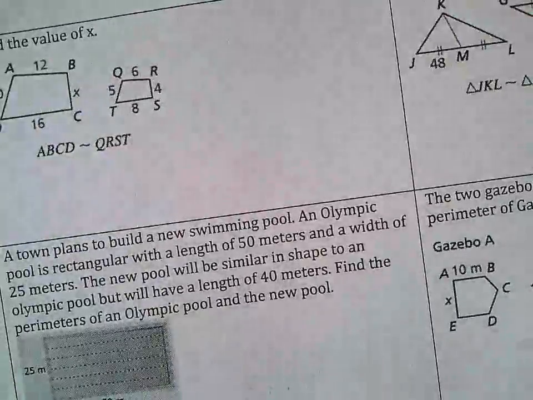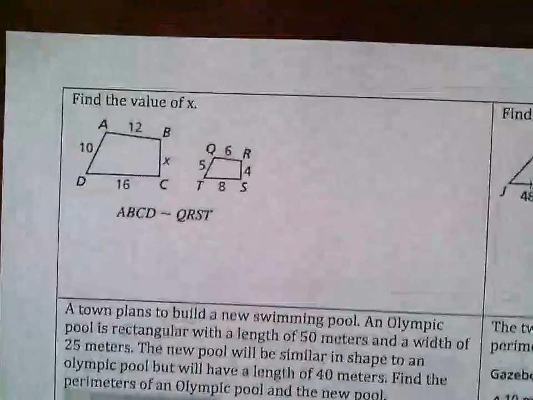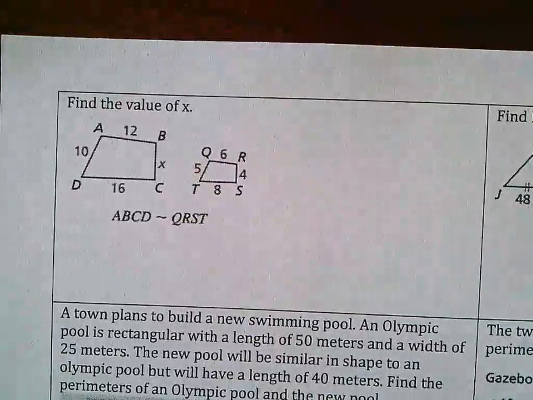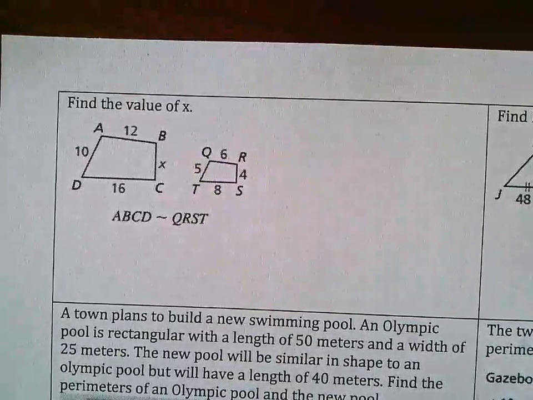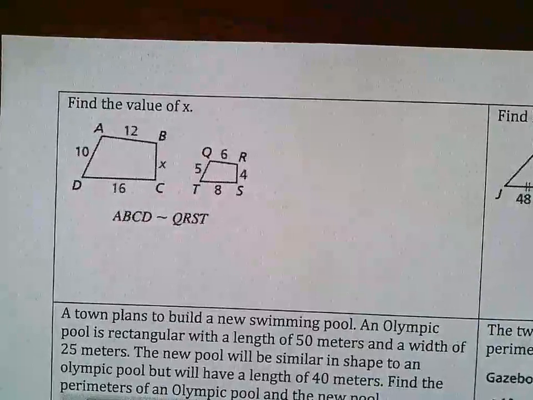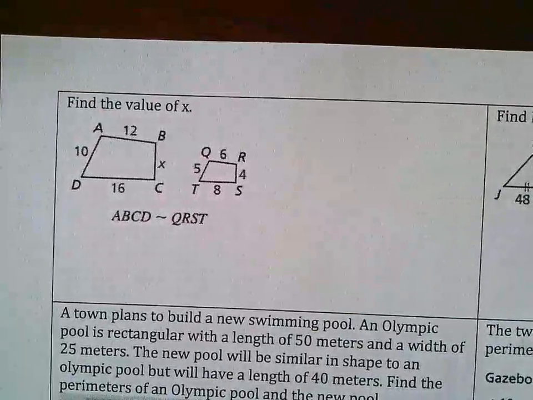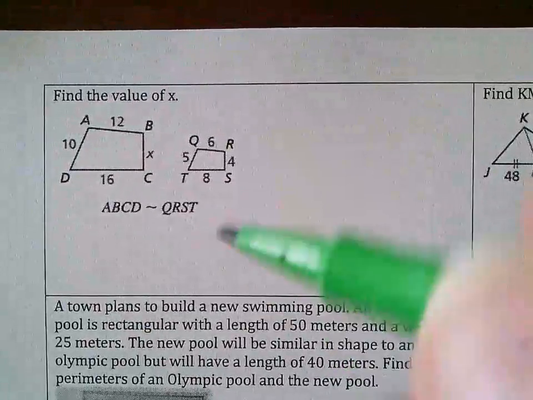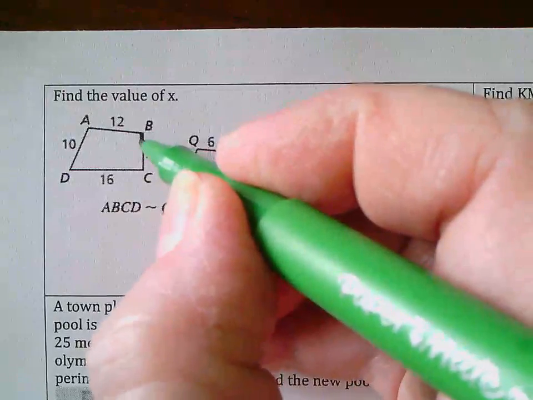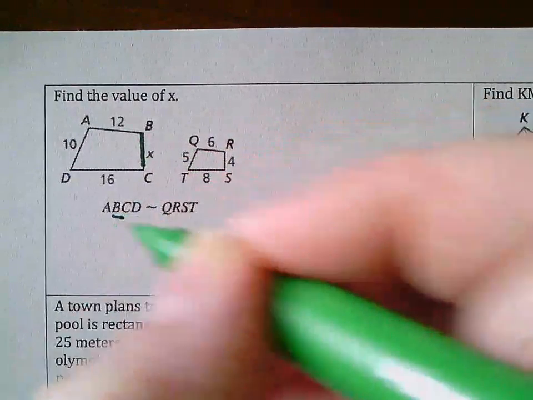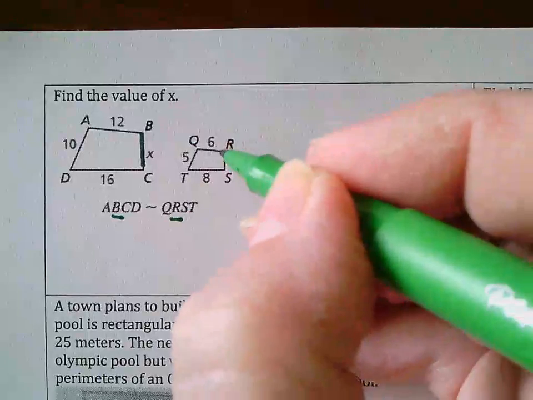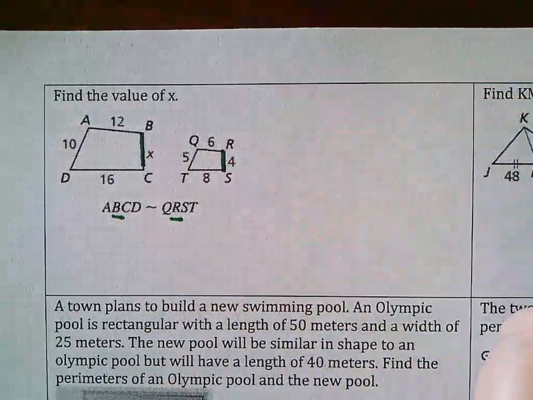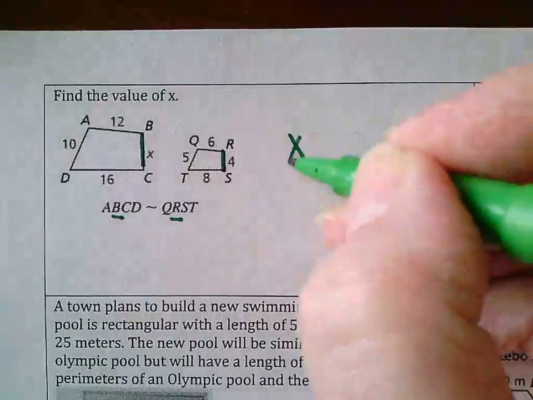So if you take a look at this, it almost looks like a trapezoid, but I don't think it is. Again, you're going to do some comparisons here. You're wanting to find the value of X. You are given a congruency statement. So first of all, figure out where your X is. BC relates to RS. So you can set this up as X over 4.